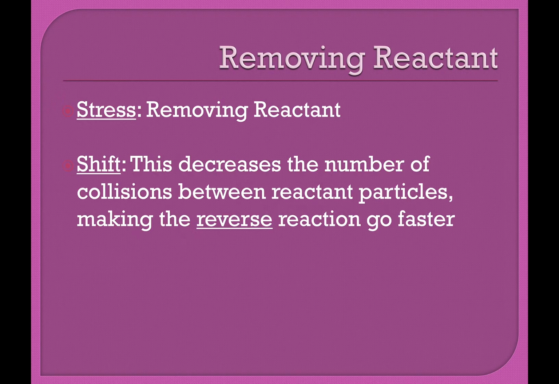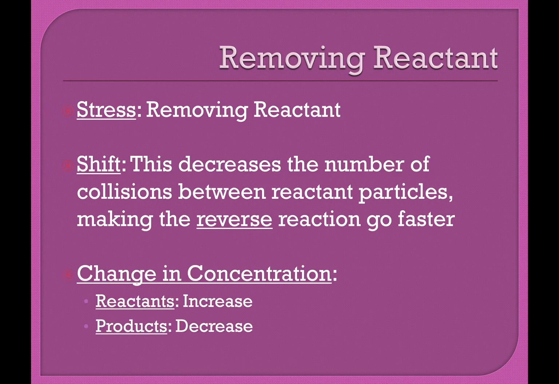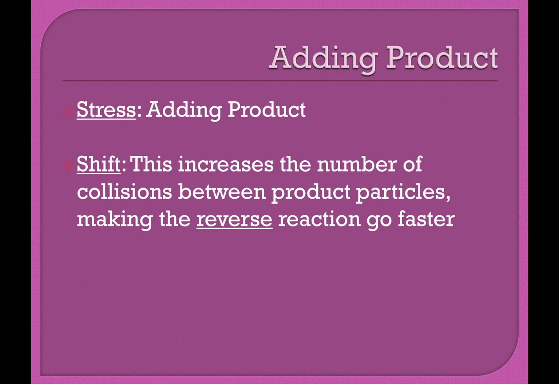Removing reactant, this is going to be decreasing concentration. This will cause a decrease in the number of collisions between reacting particles, and it's going to make the reverse reaction occur faster. When the reverse reaction occurs faster, products get used up and decrease, and reactants will increase. Adding product is increasing the concentration of product. This will increase the number of collisions between product particles, and it'll make the reverse reaction go faster.